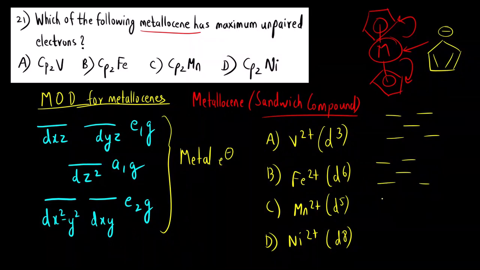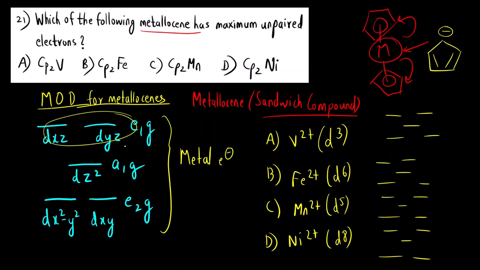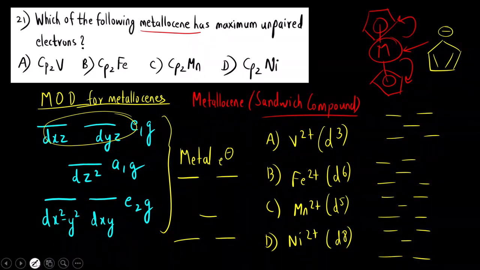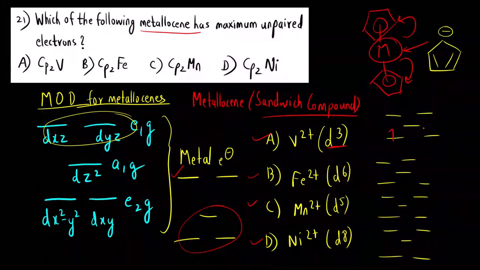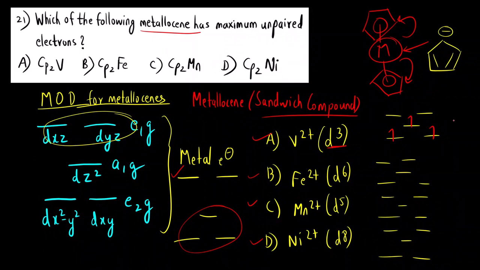One thing that you have to remember is, these two orbitals are much higher as compared to the other three set. So in all of A, B and D, this will be filled first and then this will be filled, except for Mn. For Mn, we will see. So here 3 electrons, 1, 2 and 3. So here there are 3 unpaired electrons.